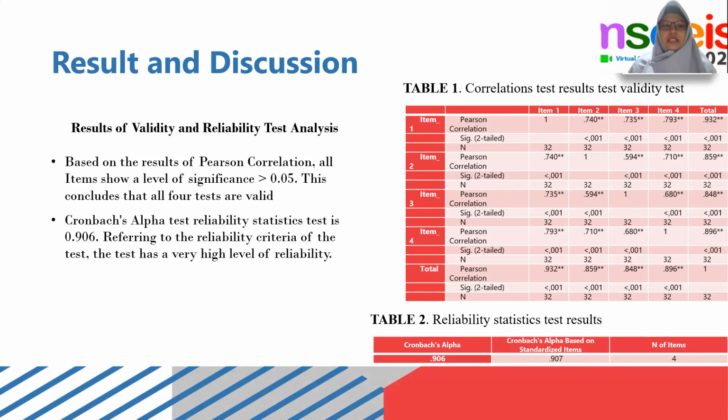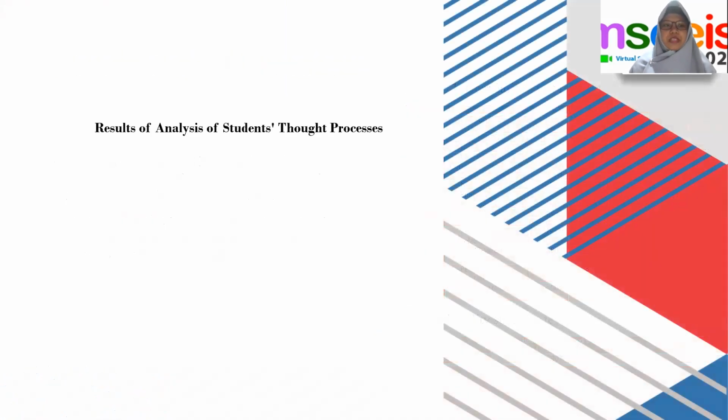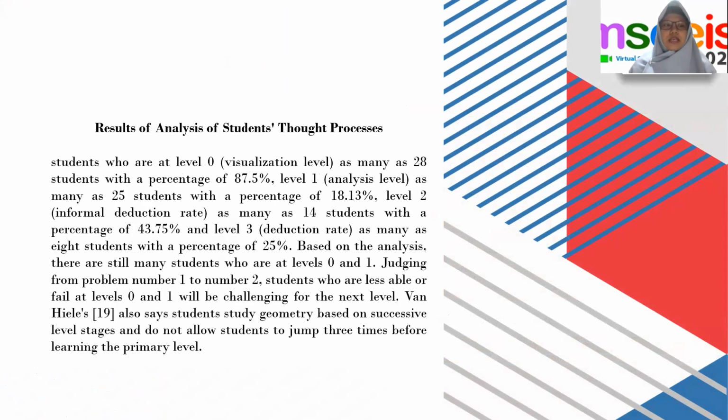Cronbach's alpha test, the reliability statistic of the test, is 0.906. Referring to the reliability criteria, the test has a very high level of reliability. Result of analysis of students' thinking process.